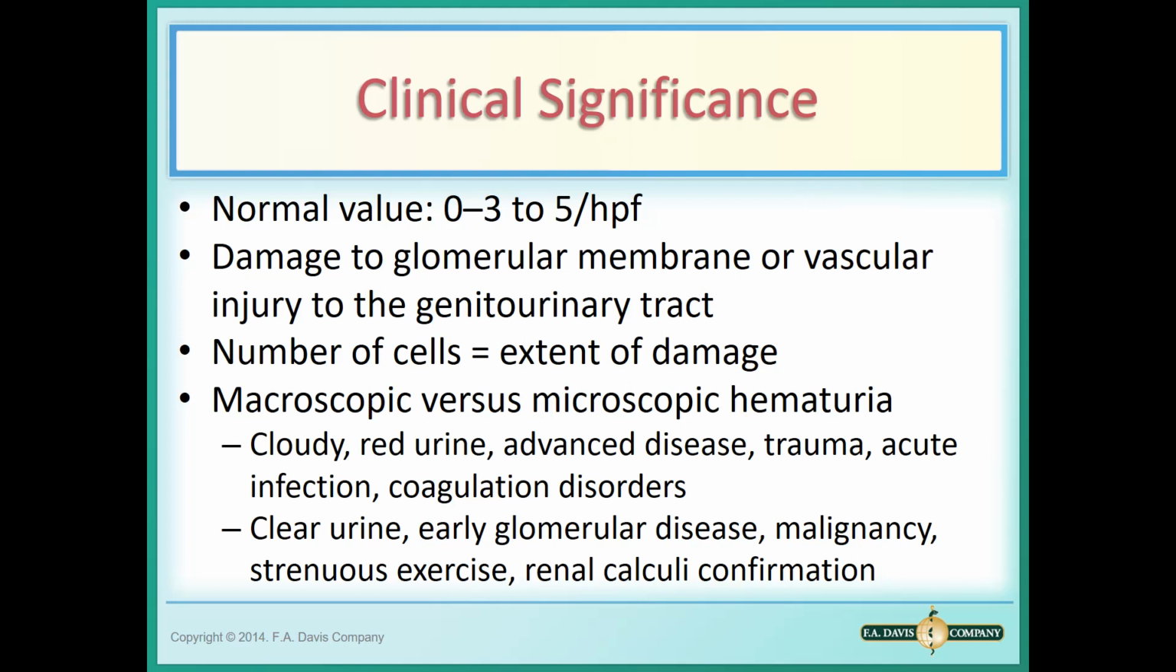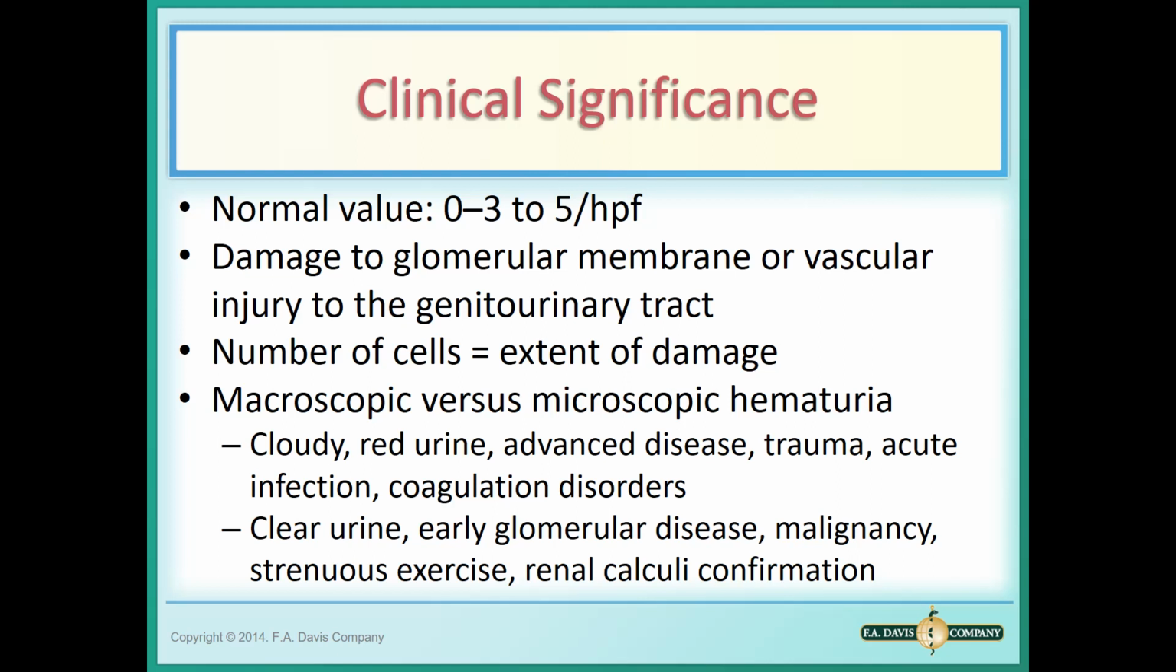maybe some vascular injury where red blood cells are seeping out of the vasculature within the genitourinary tract. So different things can cause some damage that allows red cells to be excreted in the urine. We definitely correlate that to the number of cells. The more cells, the worse the damage.